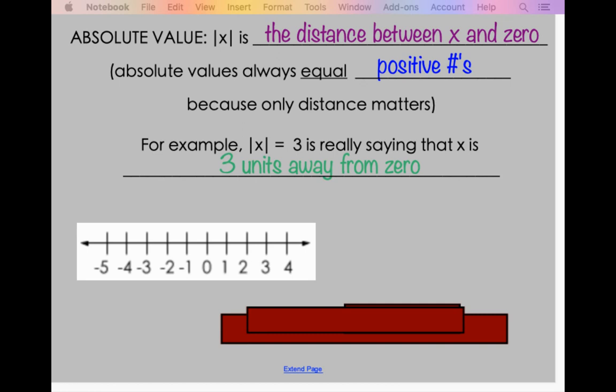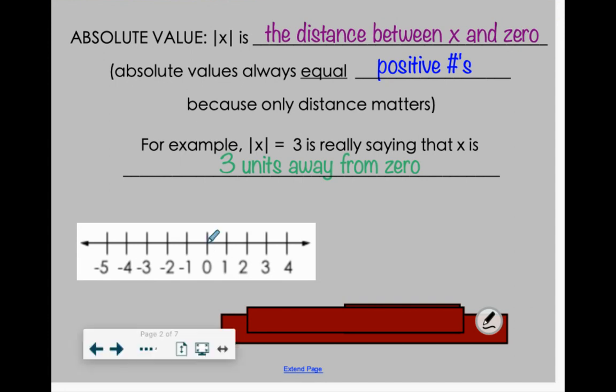Okay, so if I start at 0, I can go 1, 2, 3, and I'm at 3. That's one answer. Or I can go to the left, 1, 2, 3. And that's an answer too. So if we say x has to be 3 units away from 0, it can either be 3 or negative 3. And I can do that with any number.